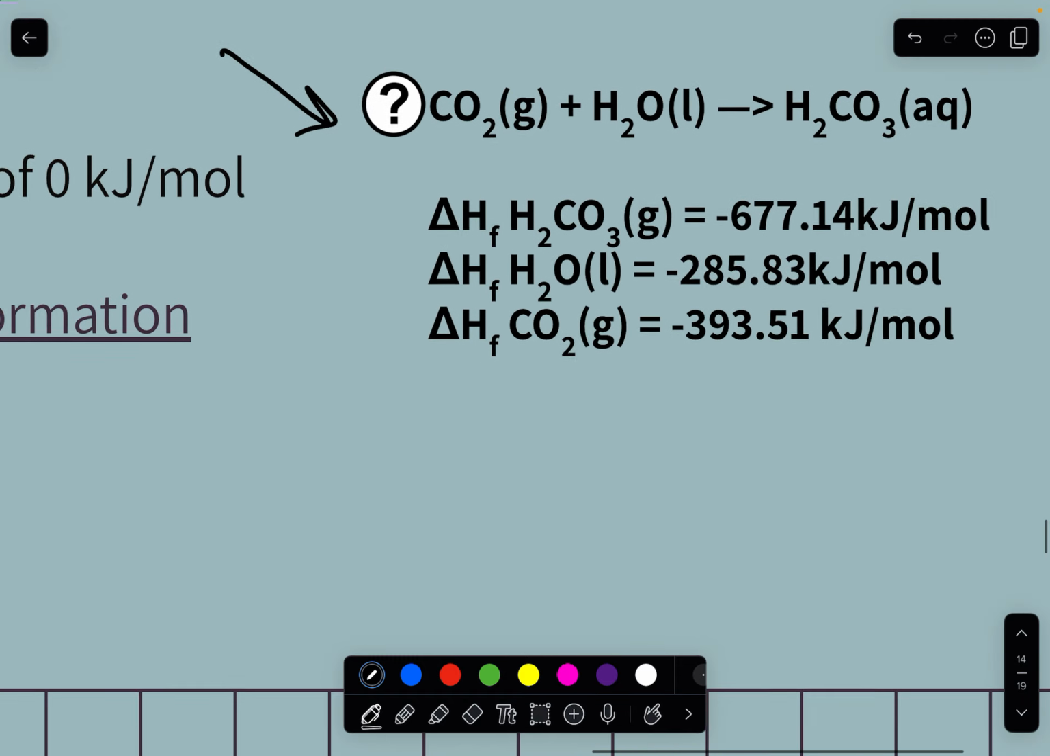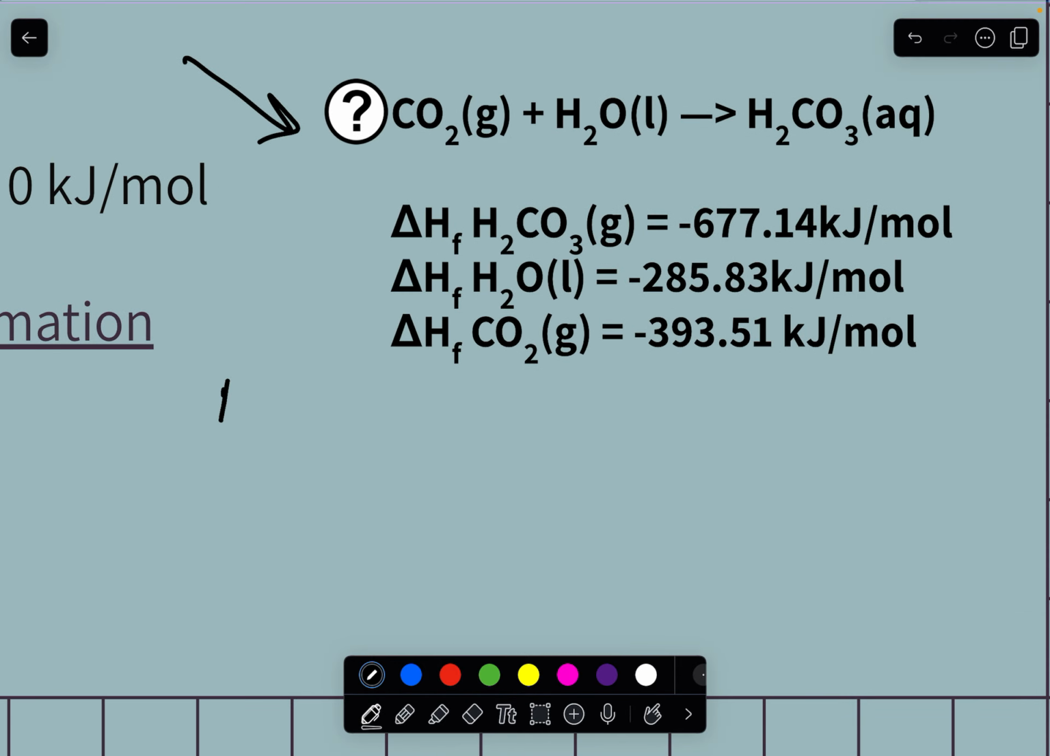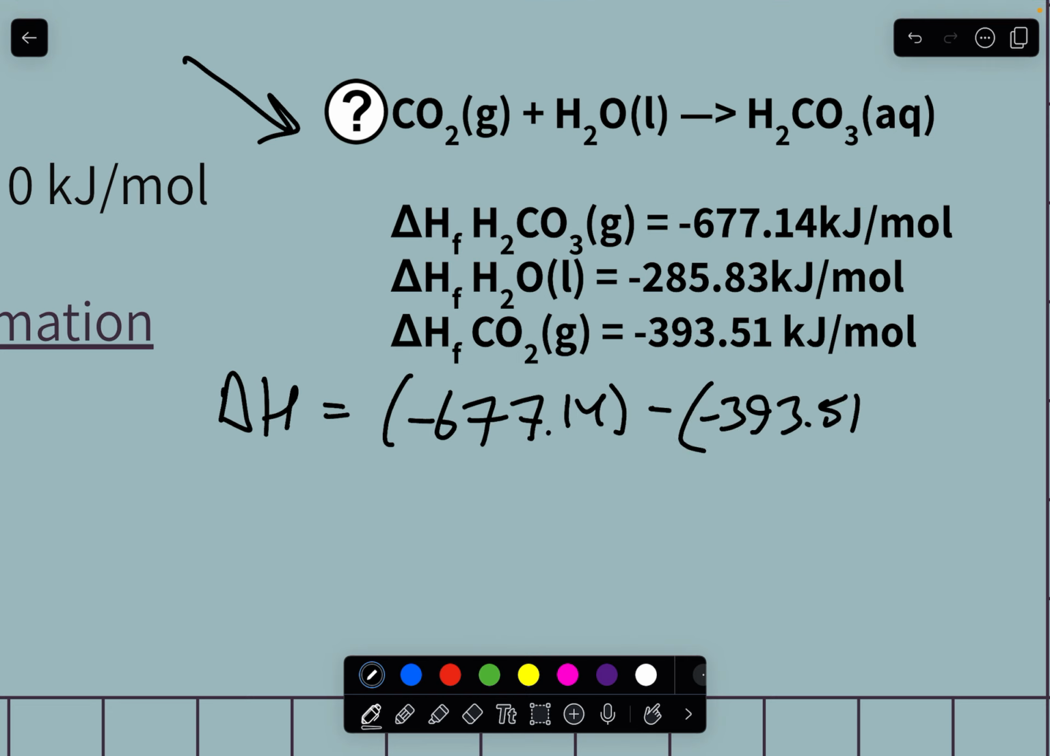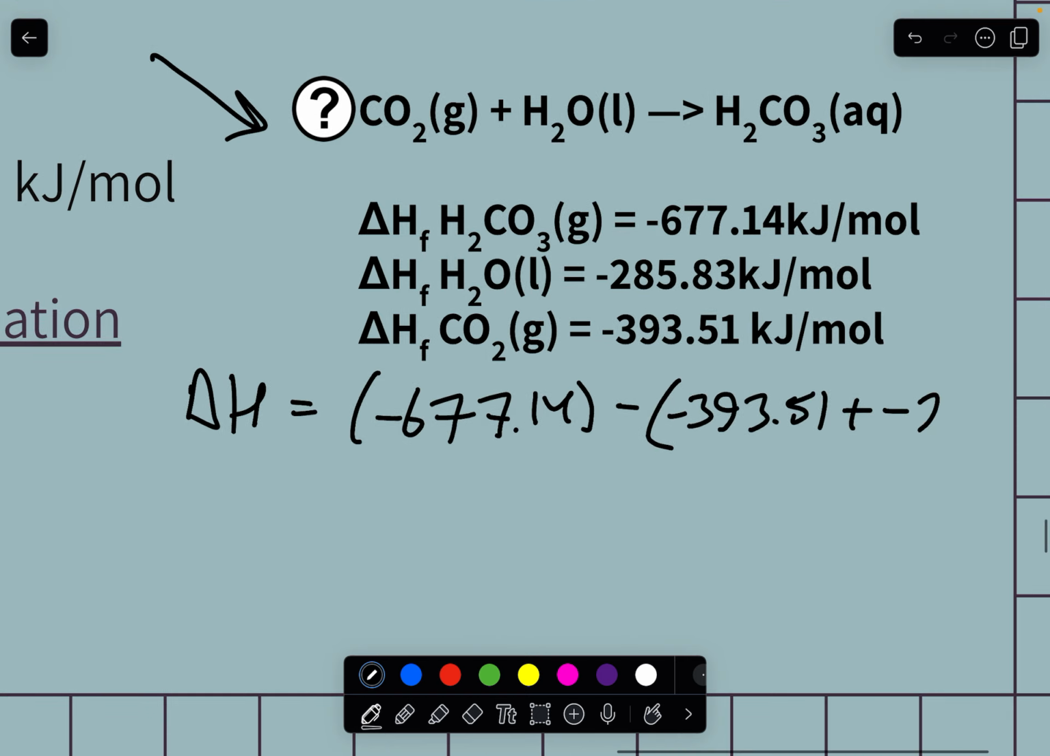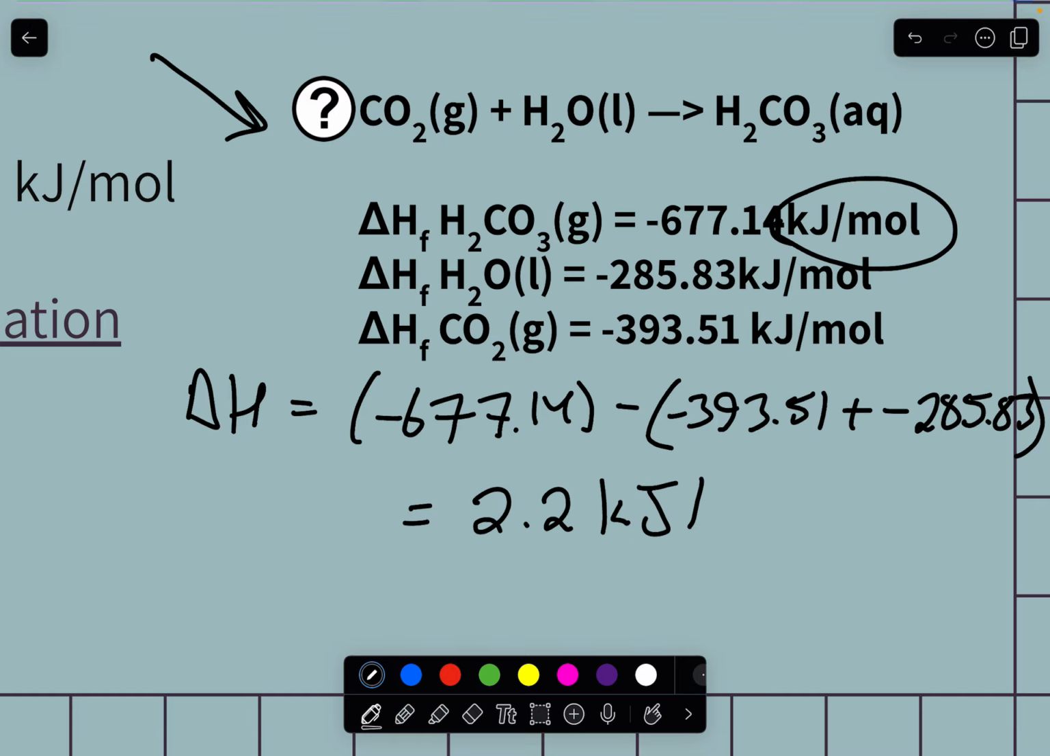All right. If we're doing it with compounds, it's going to be the same thing, but products minus reactants. So delta H equals, the stoichiometry is 1, 2, 1, 2, 1. We only have 1 of each. Okay. So it's just going to be straight products minus reactants. H2CO3 is negative 677.14, minus our reactants, so negative 393.51 plus the negative 285.83. And for this delta H, we should get 2.2, again, the units are given to you, kilojoules per mole.